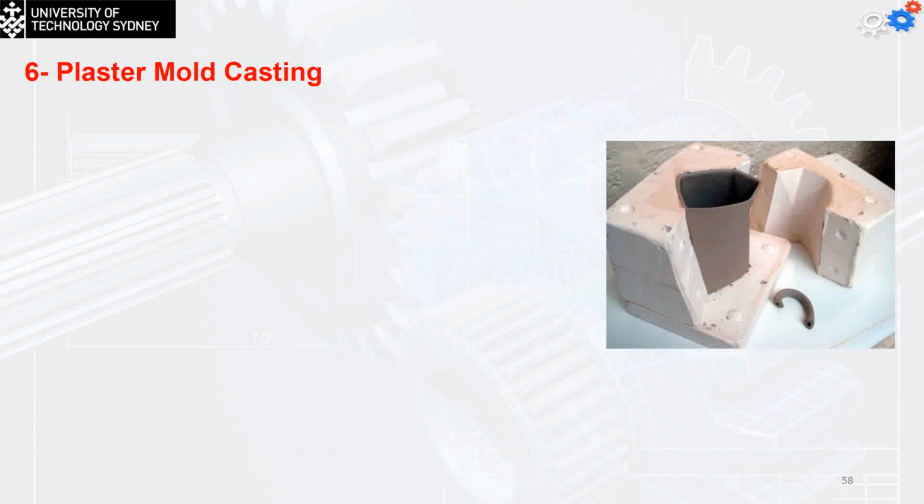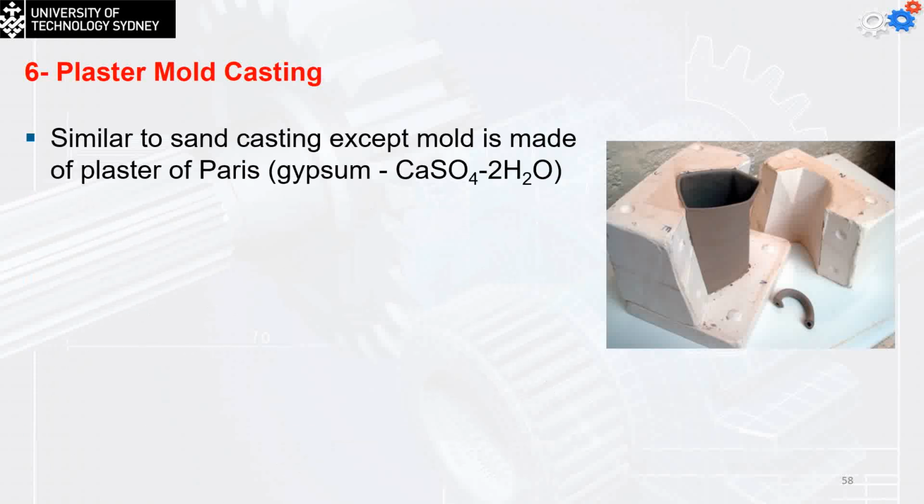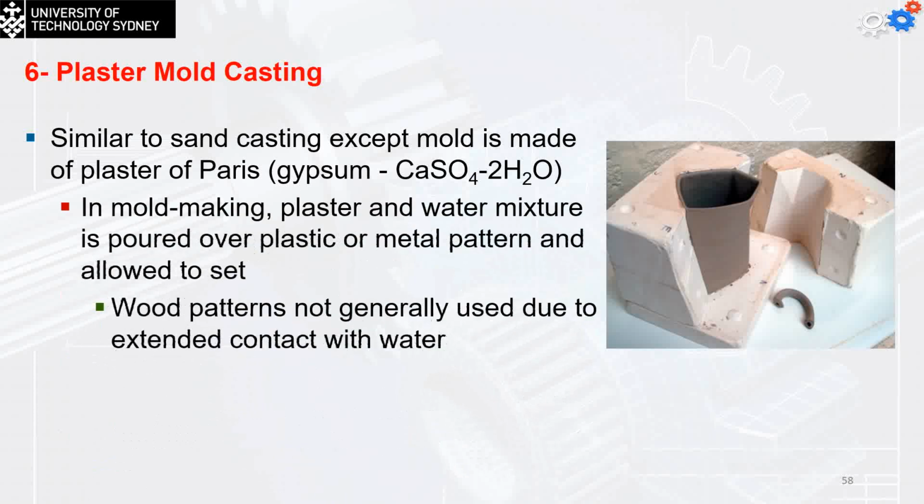In the mold making, the plaster and water mixture is going to be poured over the plastic or metal pattern, and allowed to set. A wood pattern usually is not used because there's too much water in this case. It's going to get stuck inside. The plaster mixture readily flows around the pattern as you can see here, and it's going to have fine details and good surface finishing for the wall.